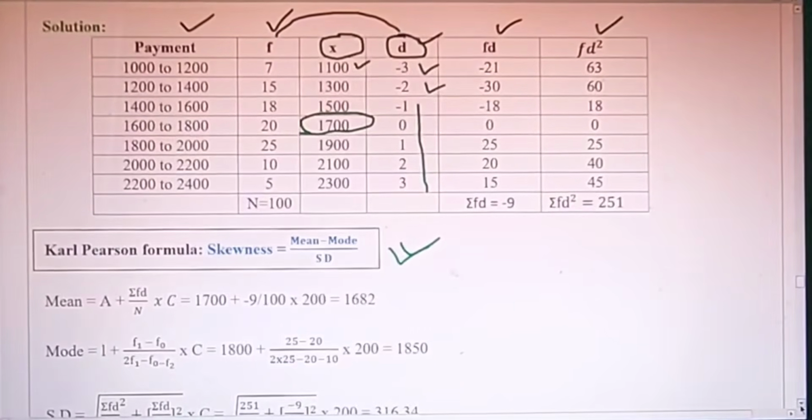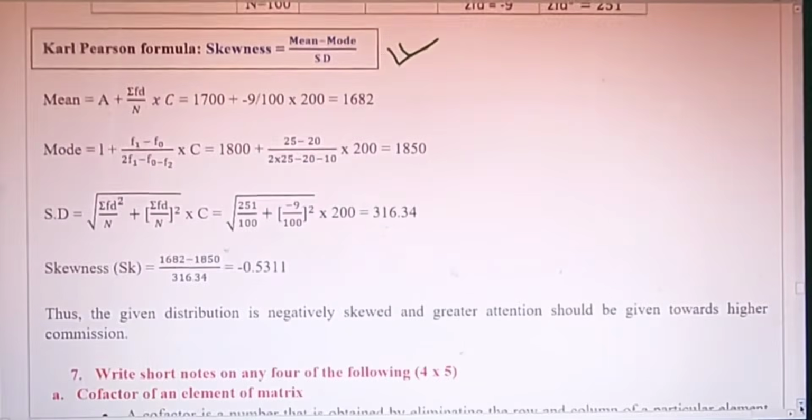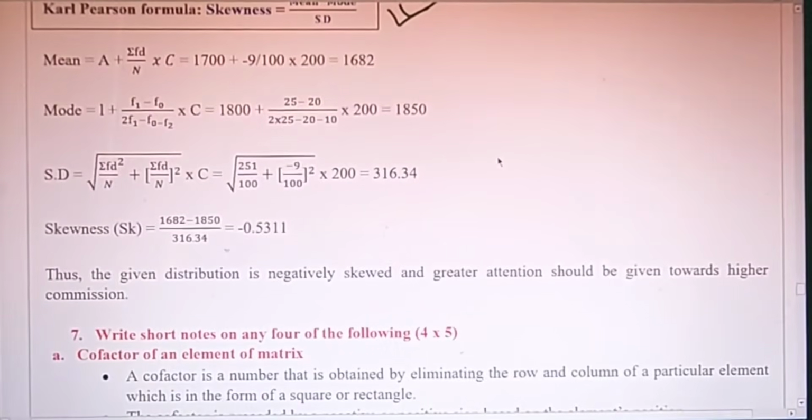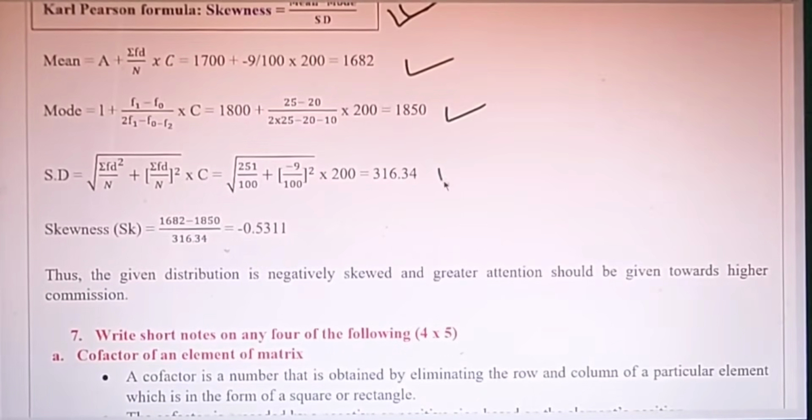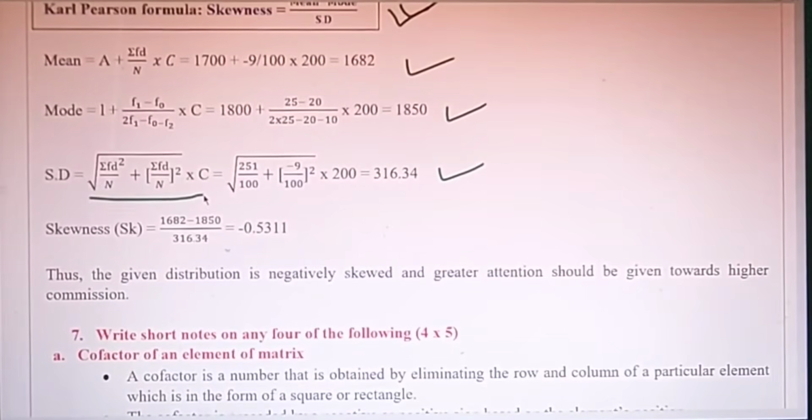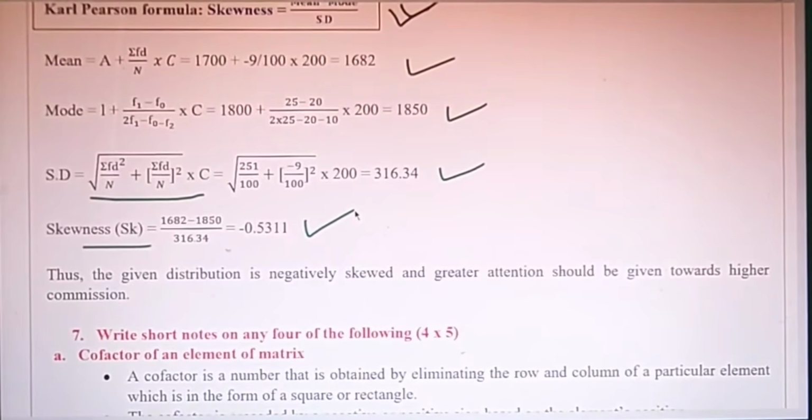So this I have worked out here, because you need the value of mean, the value of mode has to be derived, and the value of standard deviation. For standard deviation, this is the formula we use most often, and then we will find the skewness, right? So very simple, but a very important question.